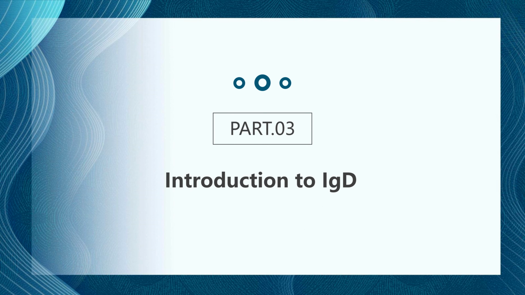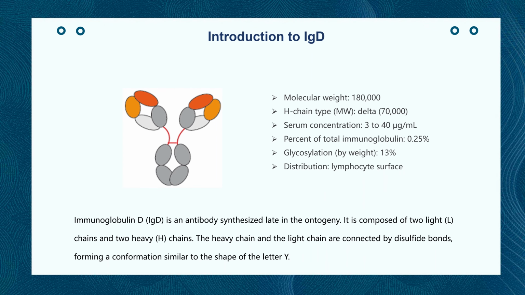Part 3: Introduction to IgD. IgD is an antibody synthesized late in the ontogeny. The level of IgD is low in serum, which is 3 to 40 µg per milliliter, and it accounts for about 0.25% of the total serum immunoglobulin. It is composed of 2 light chains and 2 heavy chains. The heavy chain and the light chain are connected by disulfide bonds, forming a conformation similar to the shape of the letter Y. The hinge region of IgD is long and is sensitive to protease hydrolysis, resulting in a short half-life of only 2.8 days.